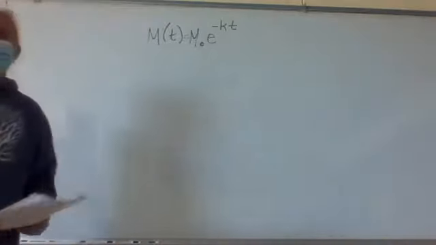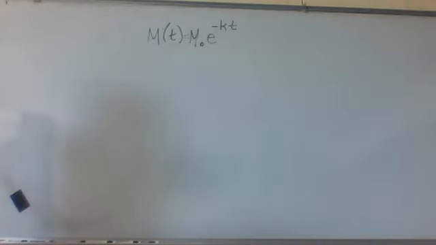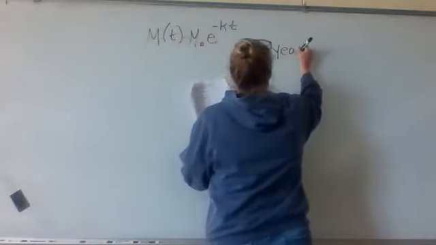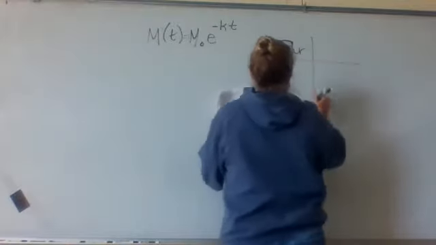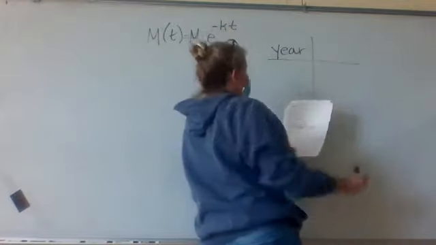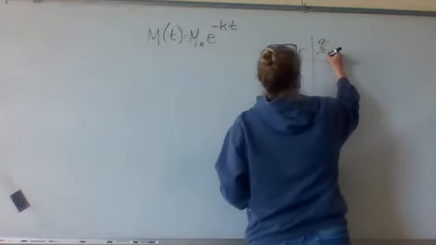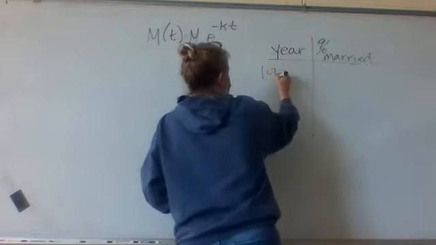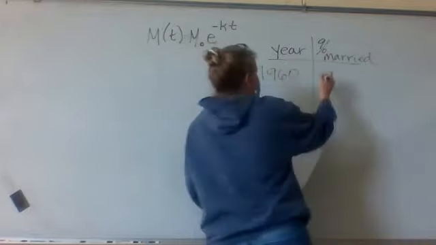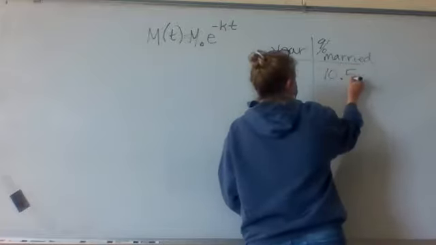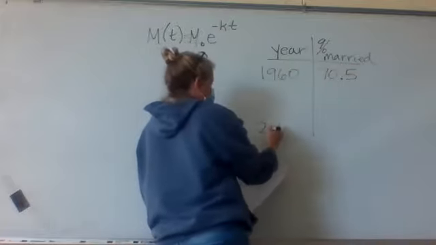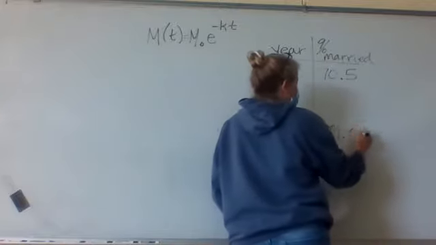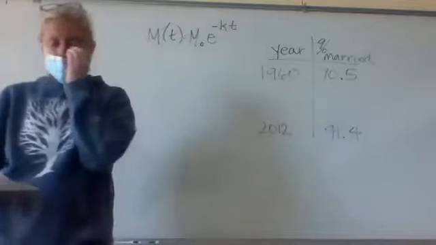Okay, here's the chart, and we actually just need the beginning and the end. The year, and the percent of adults who are married. So I'm just going to type in percent married. In 1960, 70.5% of adults were married. And there's some other numbers. And then in 2012, only 41.4% of adults are married.